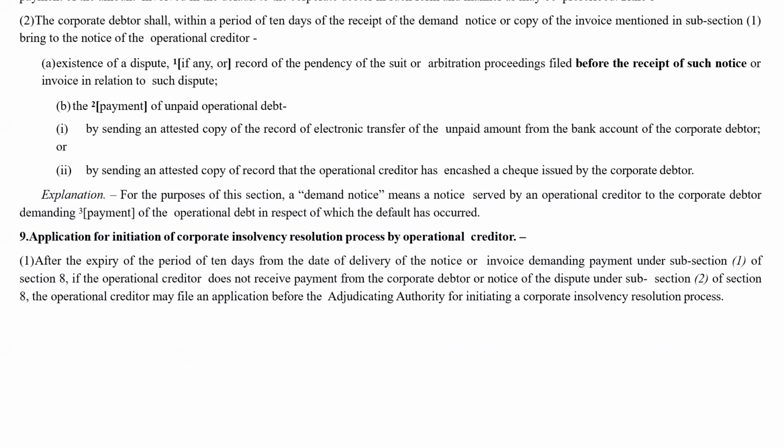Or invoice demanding payment under subsection 1 of section 8, if the operational creditor does not receive payment from the corporate debtor or notice of the dispute. So he could say either of the two things. He may say that there is a dispute. So then in that case, he is not required to make the payment. And still, the operational creditor cannot file an application under section 9 because it is not a recovery mechanism. Okay? But if he neither points out any dispute nor makes the payment, then the operational creditor can file this application. Okay?